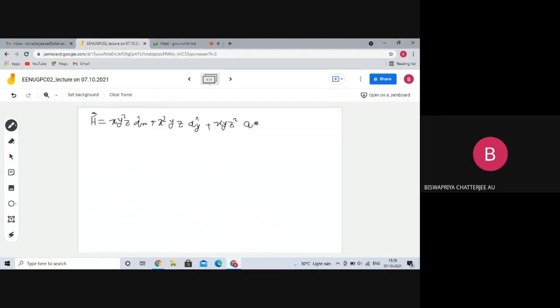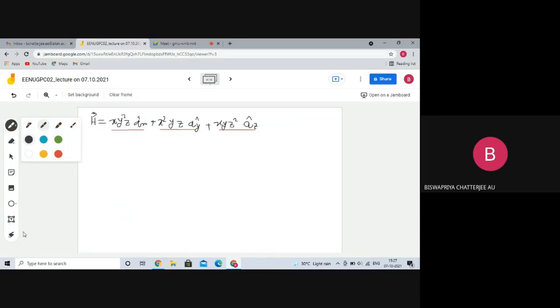So this is a vector, and you can understand that this vector is given in Cartesian system because ax cap, ay cap, az cap is given. Now the statement of the problem is express H into cylindrical system.